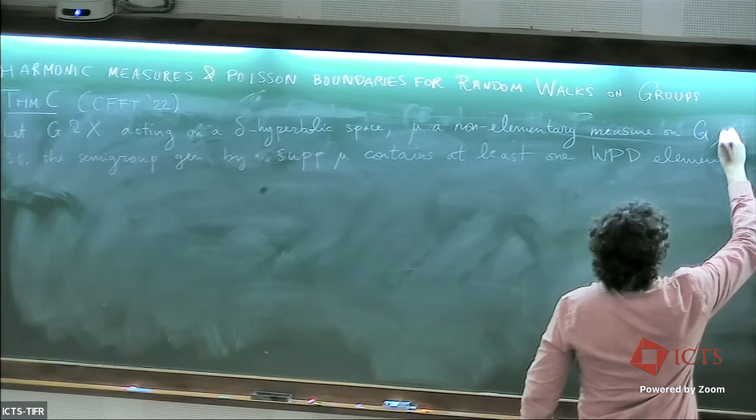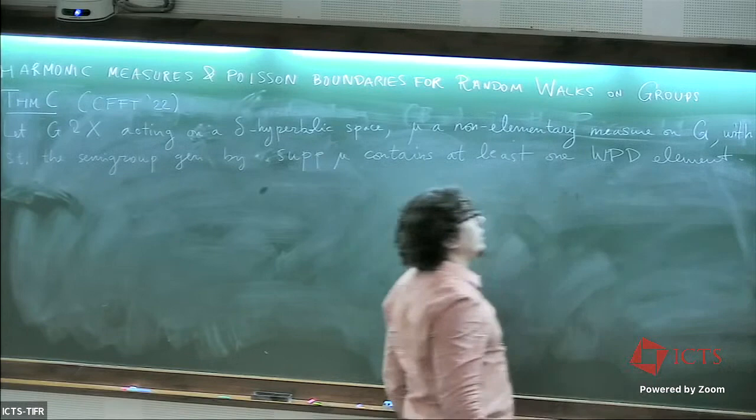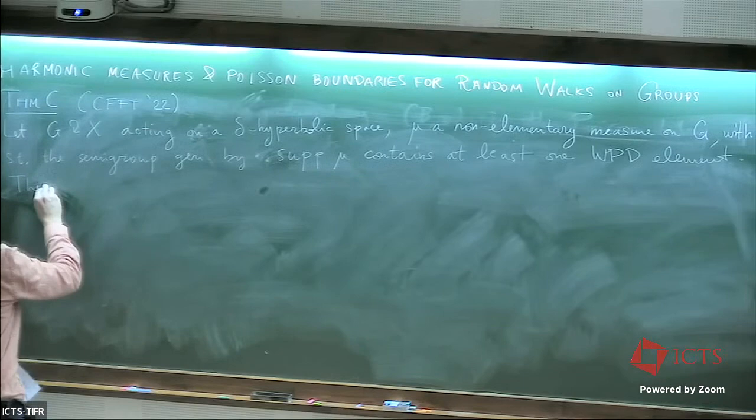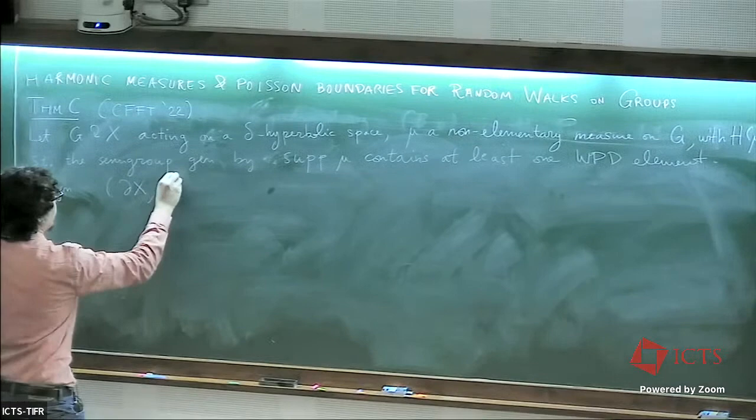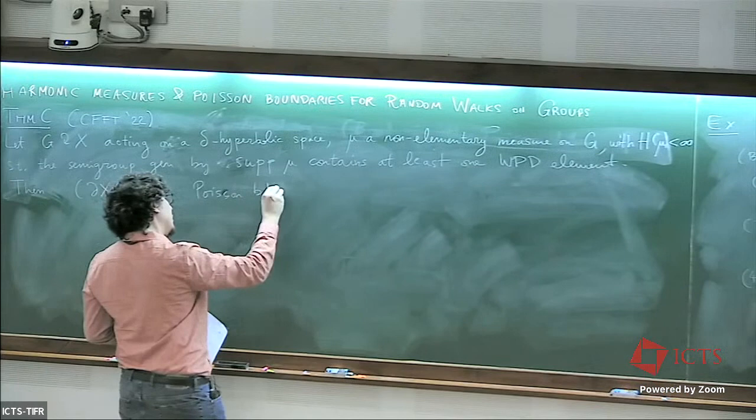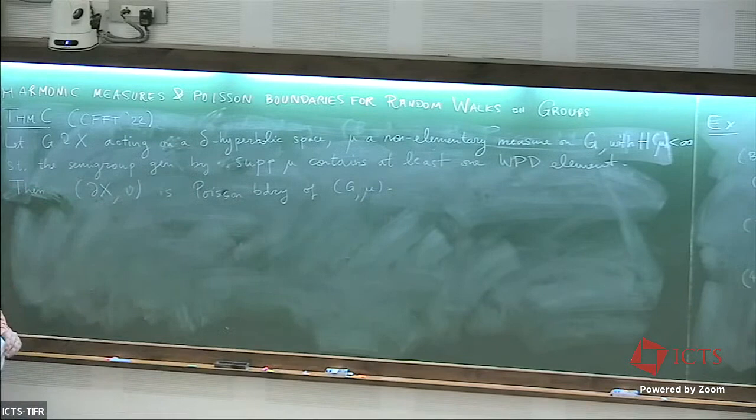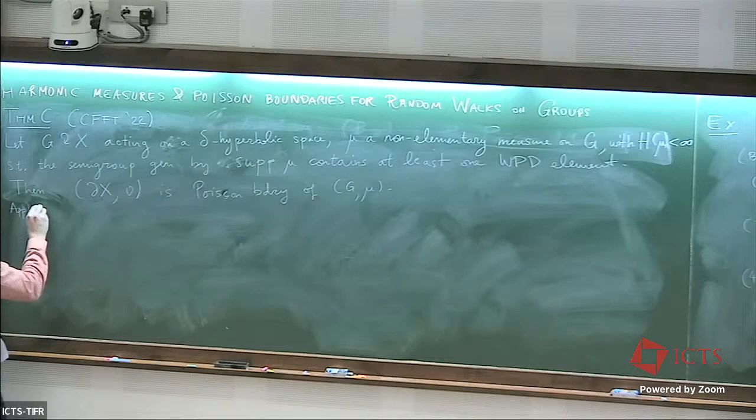Finite entropy is only about the group; it does not see the space. Then the Gromov boundary of the space with the hitting measure is the Poisson boundary of this group. So clearly, if you're familiar with these types of actions, you know that there will be lots of applications. So let me just list a couple. And again, tomorrow we will see the proof of this.